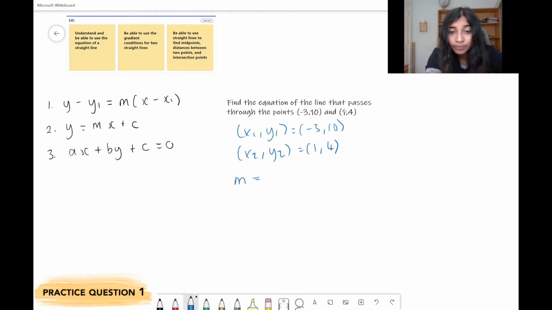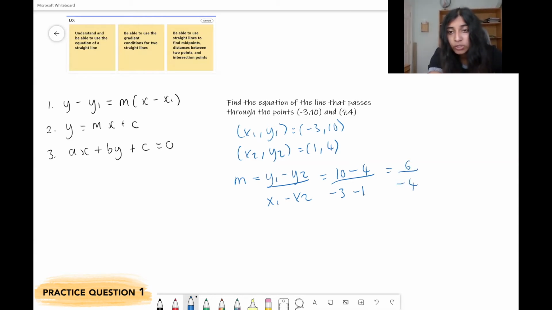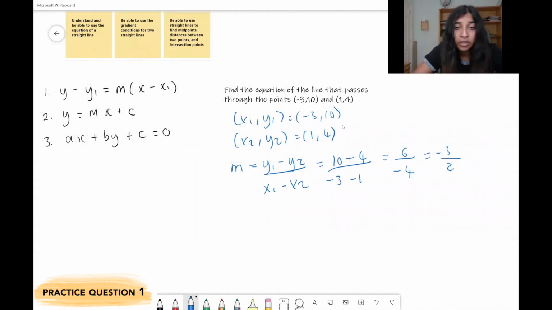So it would be y1 minus y2 over x1 minus x2. We just plug in the values for that. So we get 10 minus 4 over -3 minus 1, which is equal to 6 over -4, which is equal to -3 over 2. The next thing we do is plug in the values we have into that equation. So we'd have y minus 10 is equal to -3 over 2 times x minus x1, which is -3, so it's +3.